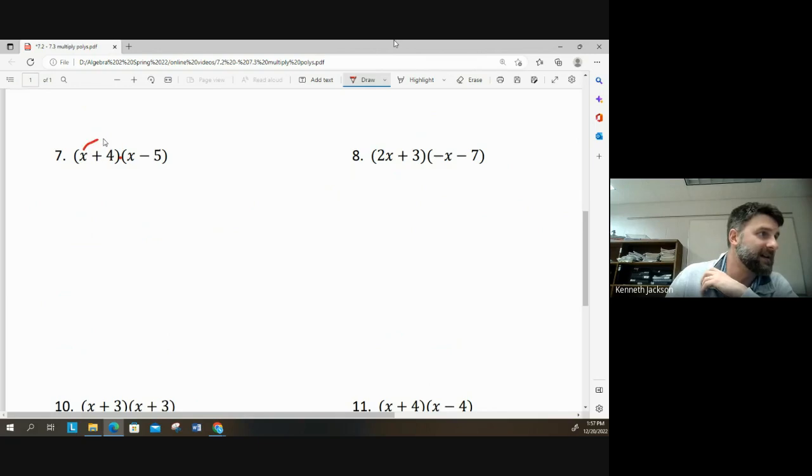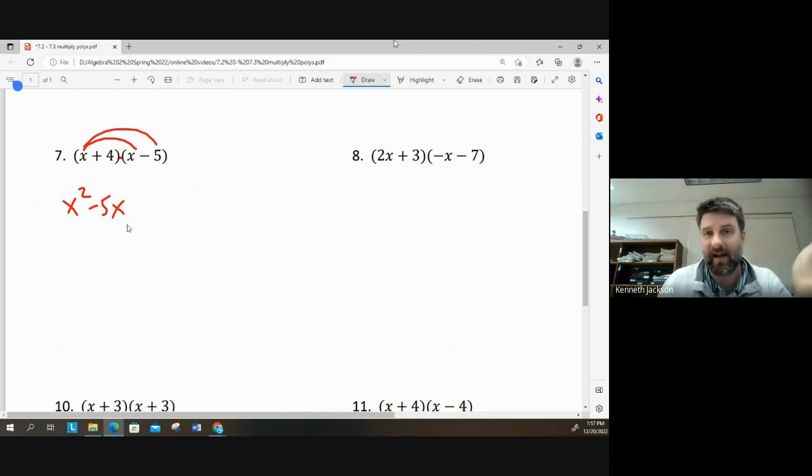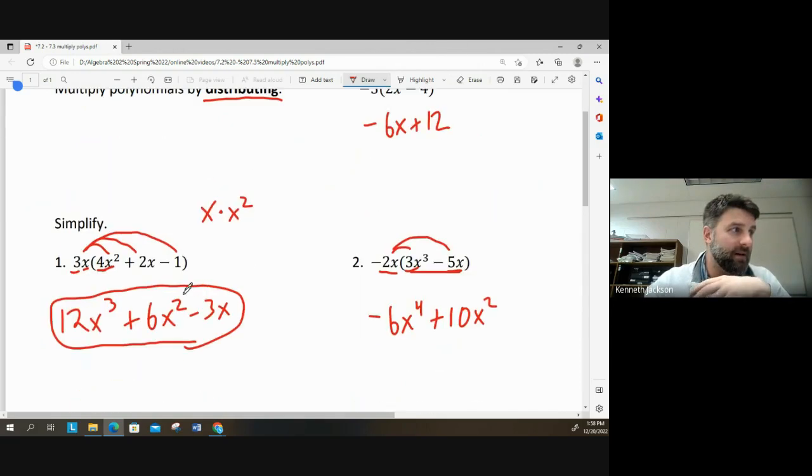So I have to take this x and multiply it by each of these terms. So that'd be x times x, which is x squared. x times -5, -5x. That's taking the x, multiplying it through. Now I also have to take this 4 and multiply it through, because this is 4 times x minus 5. So 4 times x would give me positive 4x, and 4 times -5 would give me -20. That's multiplying. I've distributed. It's the same distributing that we did up here.